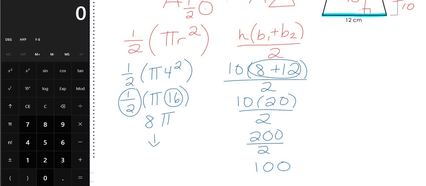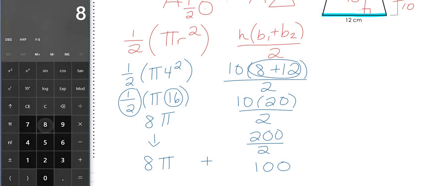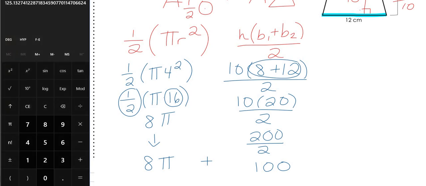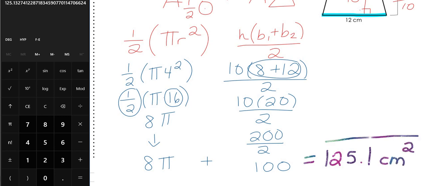Don't forget, we also have to add the half circle. So, in my calculator, I'm going to start with the 8 pi. 8 times the pi symbol equals, so about 25.13, add 100 equals. Final answer, rounded to the nearest tenth, is 125.1. And for my unit of measurement, since it's area, we're going to do our centimeters squared. Final answer.